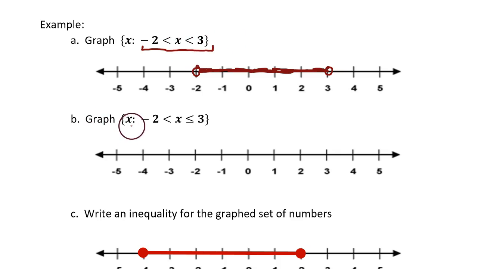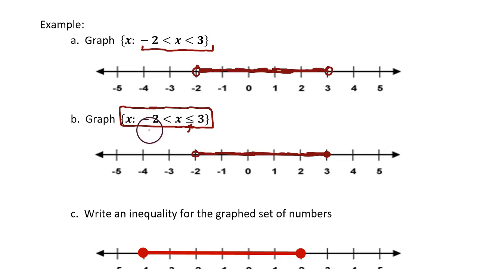Question B, graph the set of numbers x such that -2 is less than x, which is less than or equal to 3. This statement is a lot like the last one. The only thing different appears to be that extra line under the symbol. Here's the graph. An open circle on -2, a closed circle on 3, and then shading everything in between. This picture corresponds to this algebra statement.